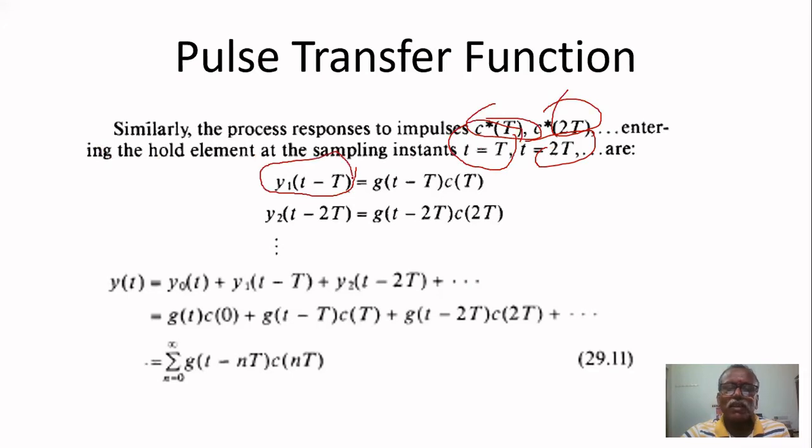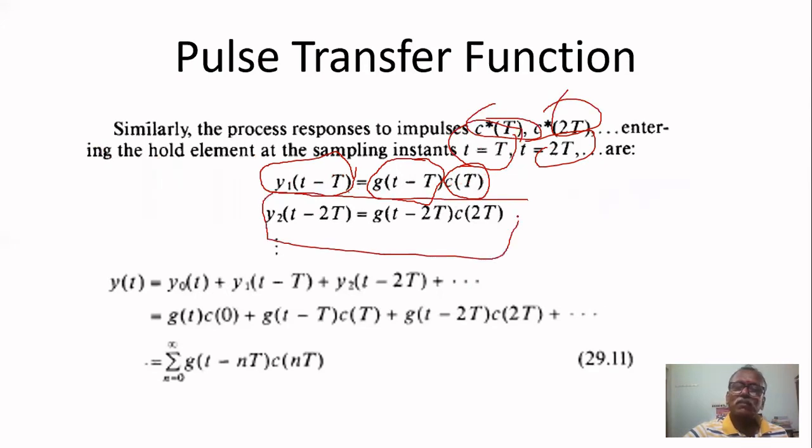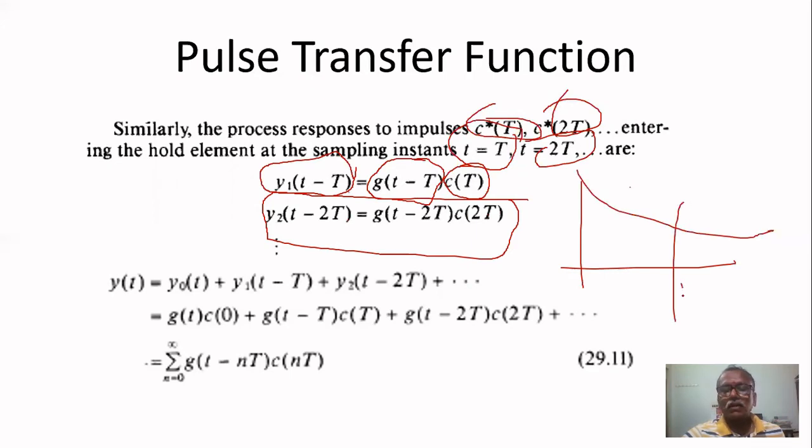Y of t minus T. At the first sampling instant, that is when n equal to 1, this is the input to the system. Therefore, this is delayed by one sampling period. Therefore, y of t minus tau, g of t minus tau into c of tau. So, at the second sampling instant, this is the output. Like that, if you add all together, we are finding the response of the system at t. So whatever input we gave before this, all must be added together.